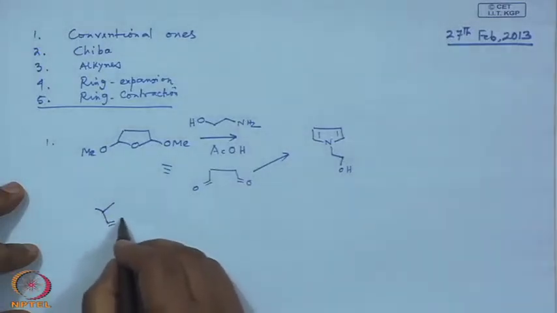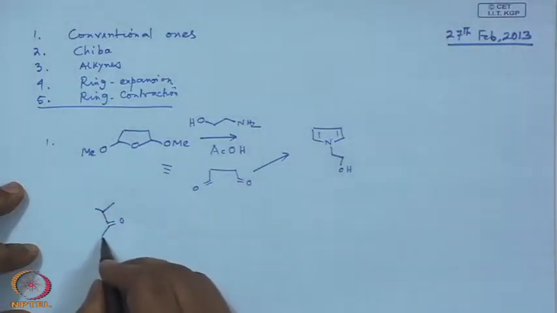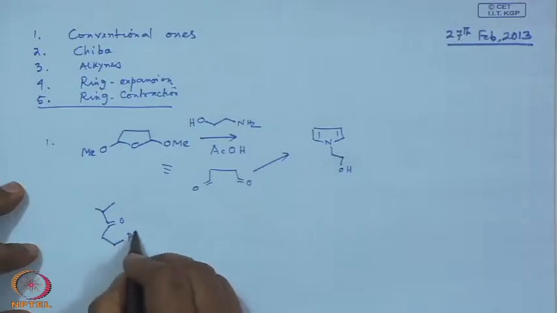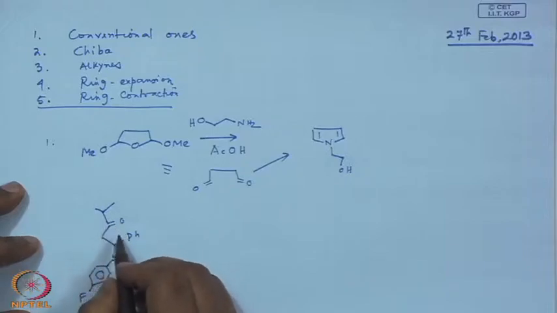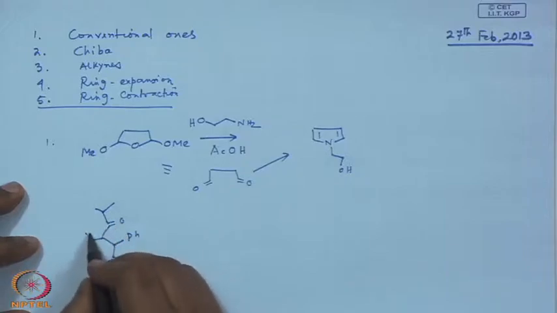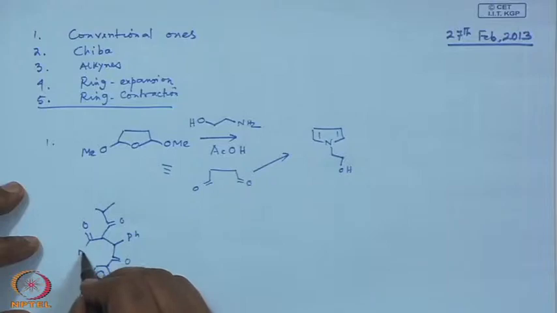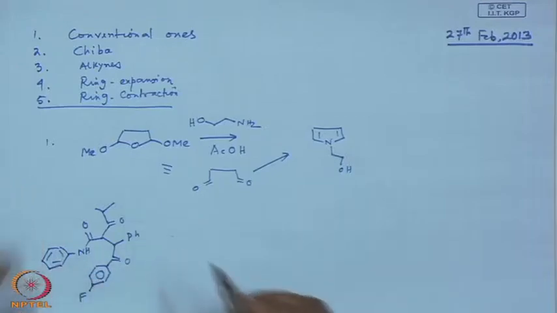Let us say you begin with a multi-substituted ketone, and in this case the substituents could be a benzene ring, then one more ketone here, then NH, and you have all kinds. This reaction has been particular.